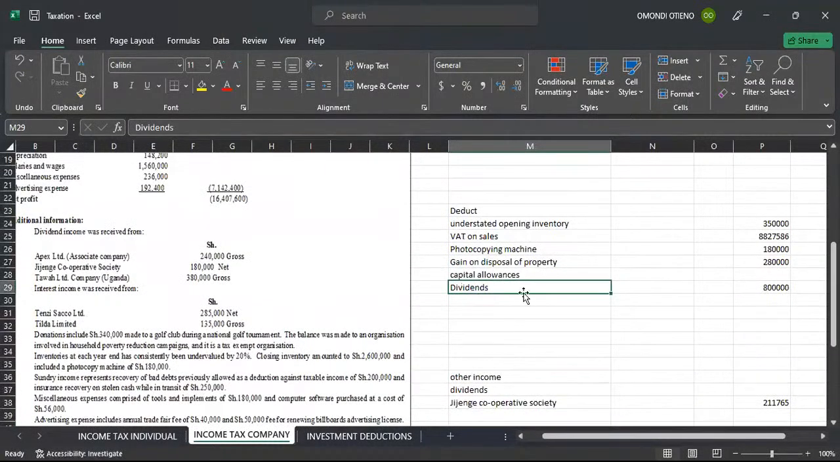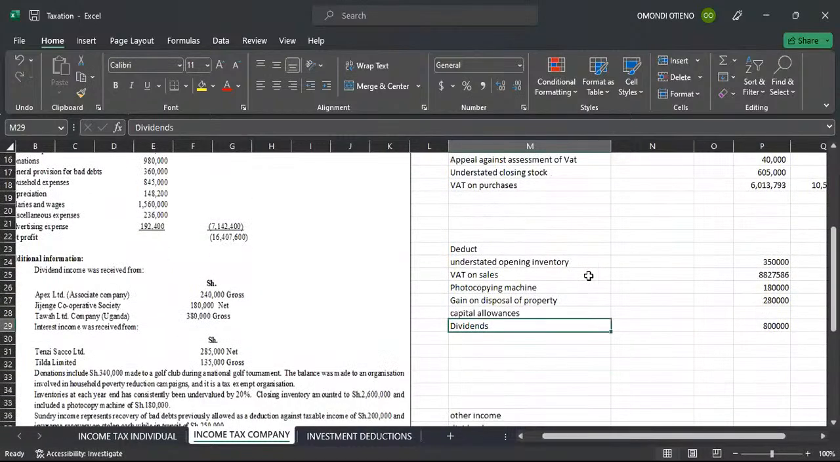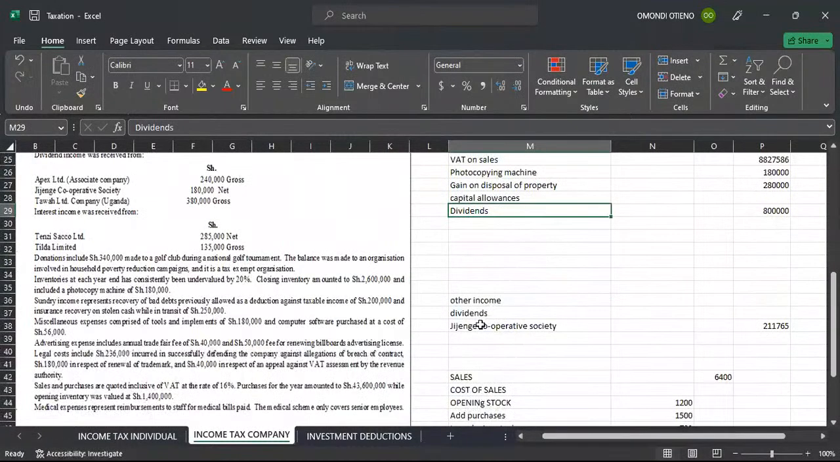So here for dividends, we have said someone may decide to remove everything. Having removed everything, the revenue for dividends here was 800,000, and we have taken it out. So how do we get it back now? We only add other income, the ones that are supposed to be subjected now to tax. We said this one here from associate company is exempted from tax.